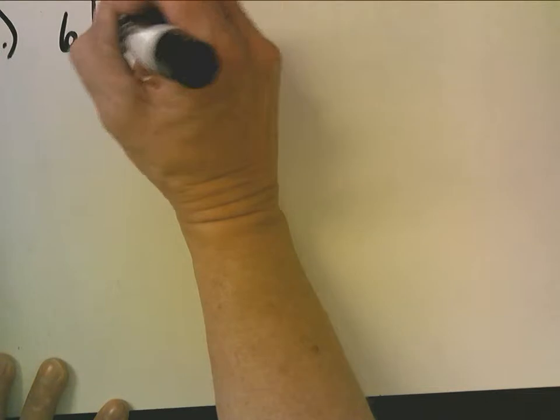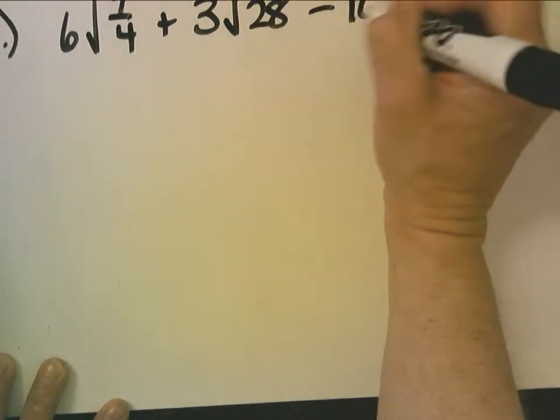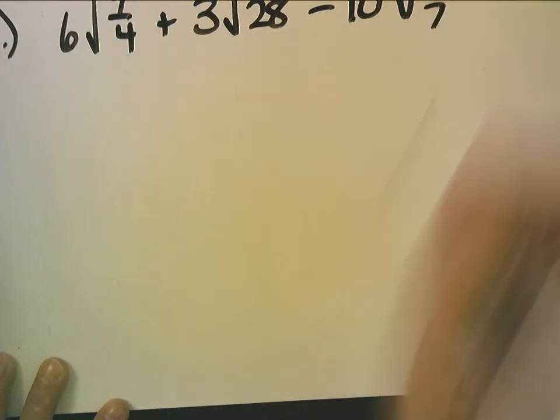So D has 6 root 7/4 plus 3 root 28 minus 10 root 1/7.